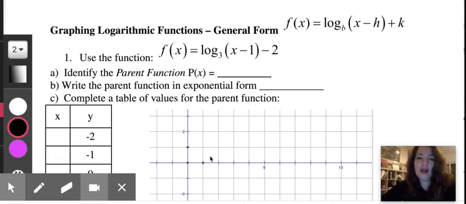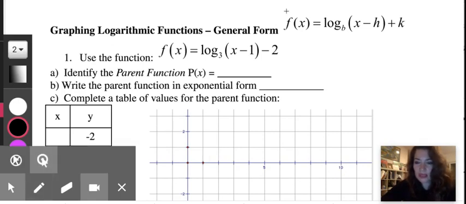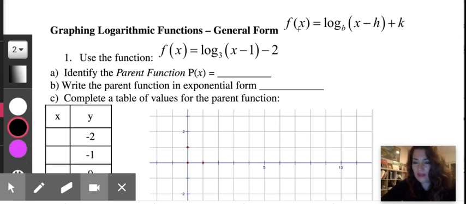Hello everyone. In this video, I'm going to show you how to graph the log function. The first thing is we're going to look at the general form. So let's take a look here. We have f of x is equal to log base b of x minus h, plus k. So the h, as we have seen in other functions, will determine the horizontal shift left and right. And the k right here will determine up or down.